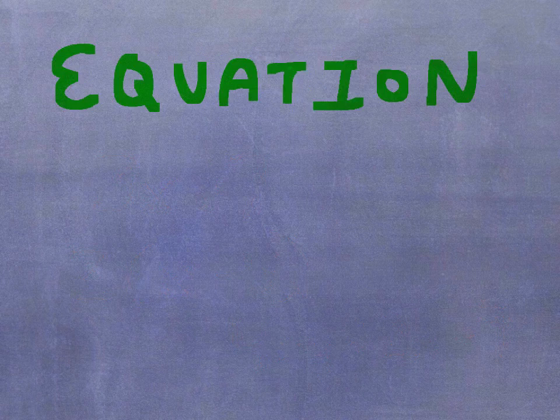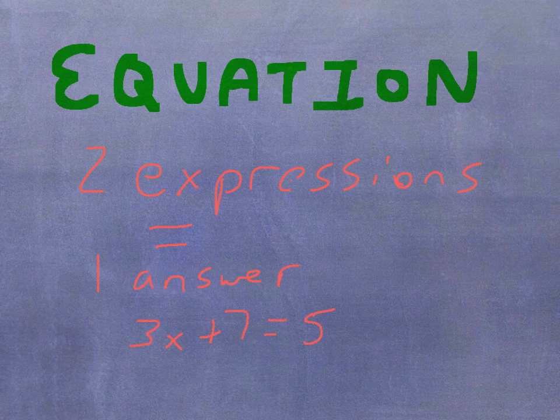An equation is two expressions with an equal sign. We expect an equation to have one answer. So, for example, 3x plus 7 equals 5 is an equation. 2 times x minus 5 equals 10 is an equation.